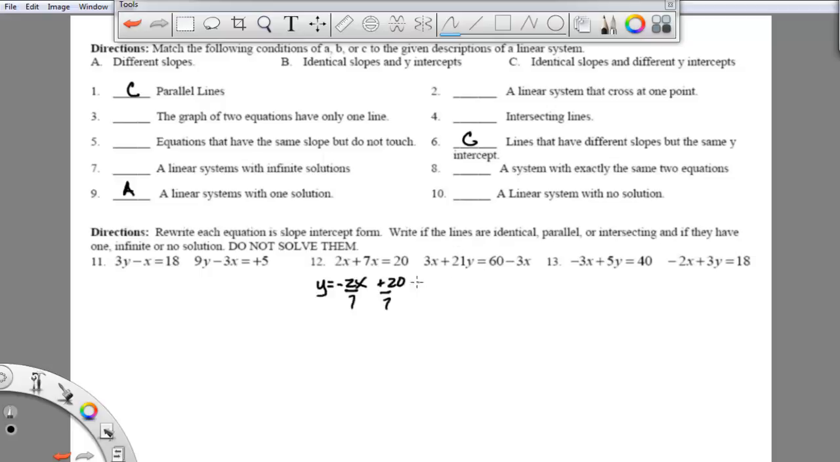I've got to get the y by itself, so I'm going to have to do some algebra on this before I start putting it all the way in slope-intercept form. So I'm going to add or subtract 3x from each side. That gives me a negative 6x. So now I've got 21y equals a negative 6x plus 60. And then now I'm going to divide everything by 21.